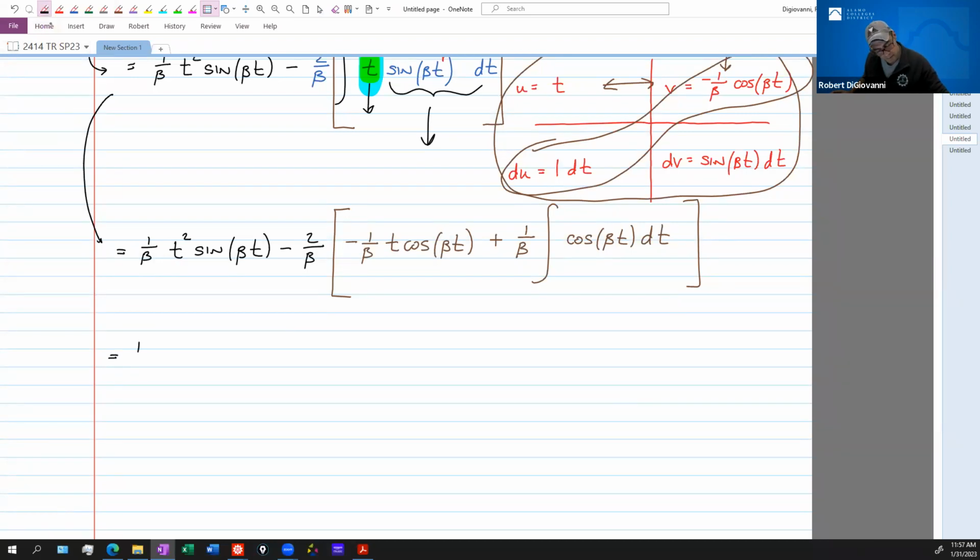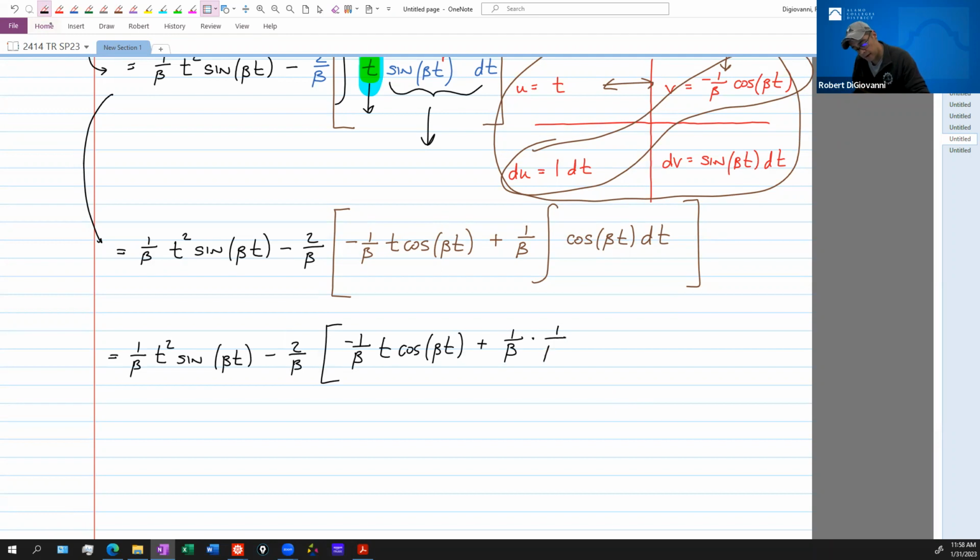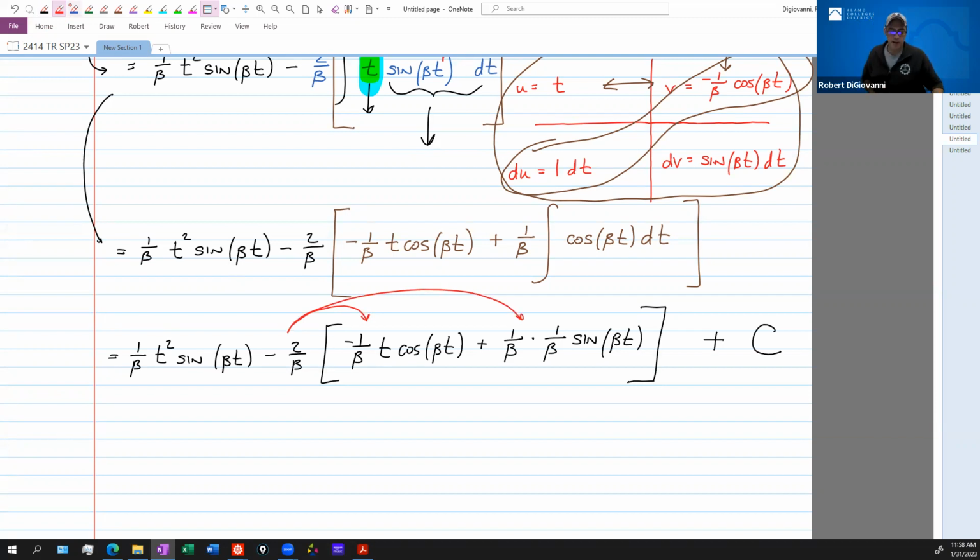I realize this is a lot of writing. All right, I'm ready to take the antiderivative of cosine of beta t, which is 1 over beta sine beta t. Now I should put a plus c here, but it doesn't matter where I put the plus c, so I'm going to close the bracket and just throw a big plus c on the very outside. One more step. I'm going to distribute the -2 over beta through and get rid of those brackets. This will be my final answer.